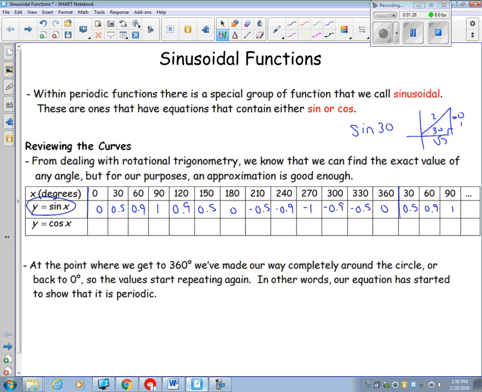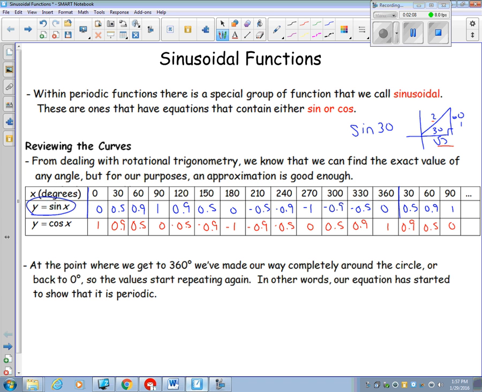We could do the same thing with cos. The cos of 0, we could draw it out, do our special triangle, look over here and say, cos is x over r, root 3 over 2, or make it easy, cos of 0 is 1. And then 0.9 and 0.5 and 0 and negative 0.5 and negative 0.9, negative 1, negative 0.9, negative 0.5, 0, 0.5, 0.9, 1. Oh, we start repeating ourselves again. Back to 0.9, back to 0.5, back to 0, and so on.